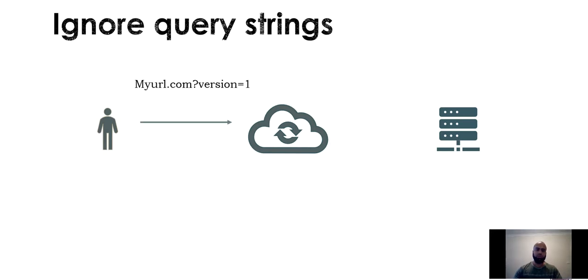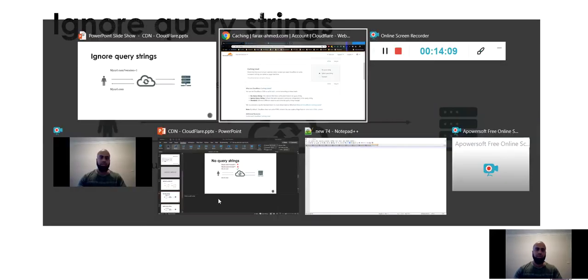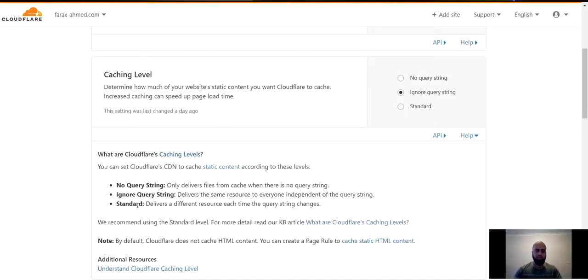The next one is obviously ignore query string. Whenever you make a URL request with a query string, it will return something, but it will return data that doesn't take the query string into consideration, right? So these are the 2 options here, and the standard one, the third one that's mentioned over here, is that it creates a unique cache entry for each URL.